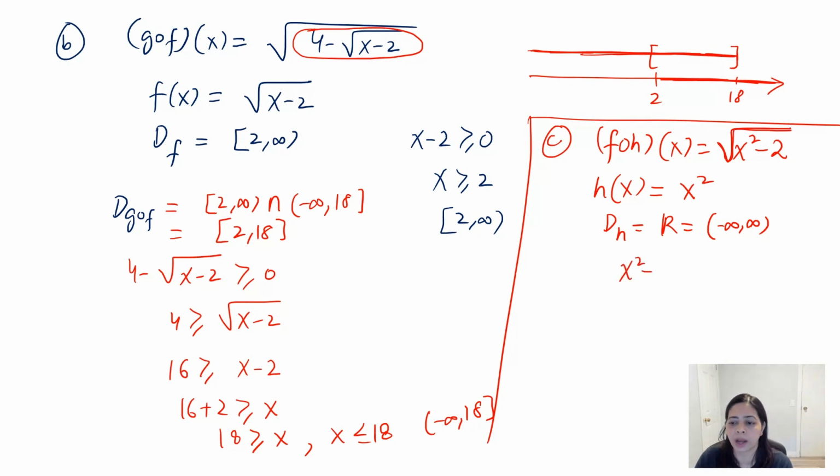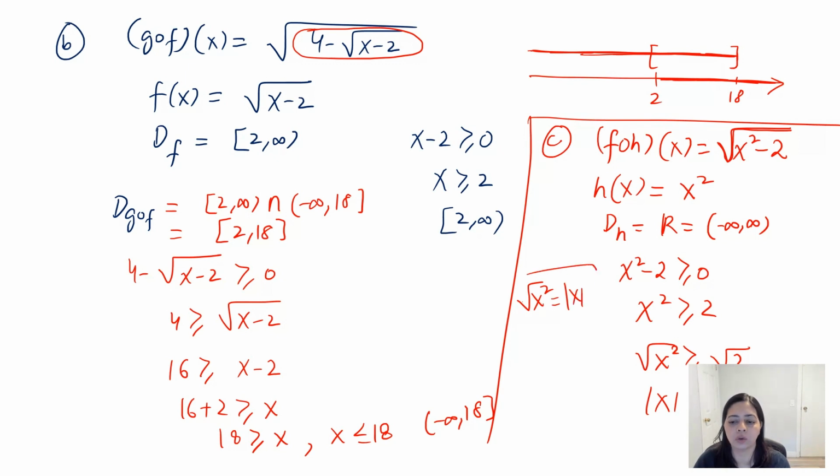So x square minus 2 has to be greater than or equal to 0. Same thing, whatever you see inside the square root has to be non-negative. Solve that. You can take the square root. When you take the square root, this is what you would get. Square root of x square is greater than or equal to square root of 2. And now square root of x square is the absolute value of x. So remember that, if you forget it, because I have told you in the past, square root of x square is not equal to x, it's equal to the absolute value of x.